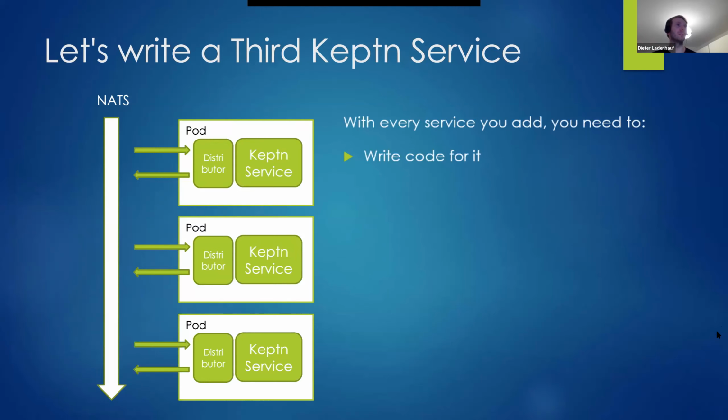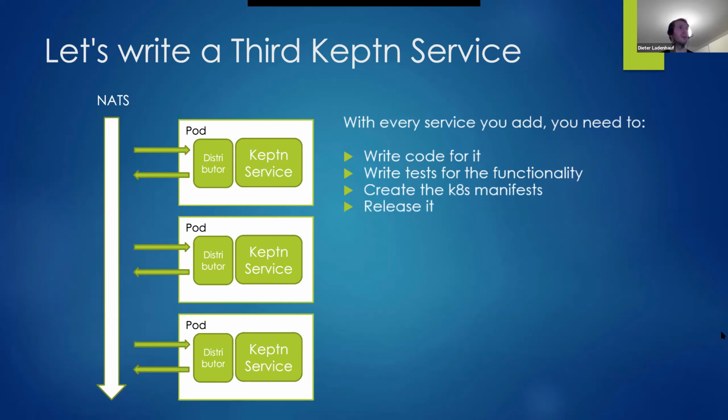So yeah, for every service, you basically write your code. You need to make sure it's well tested and others can use it. You also create or adapt the Kubernetes manifest so that it's deployable, and then you release the version of it. But now comes the crux.